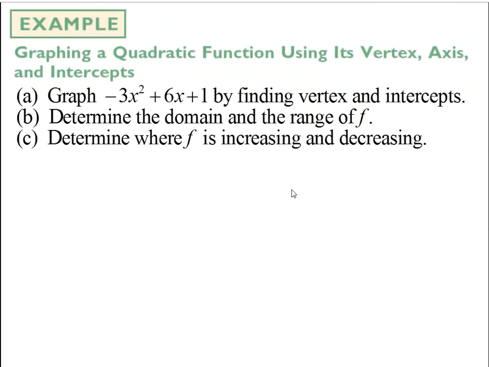All right, so let's take a look at one last graphing example. In this graphing example, we're going to add some more detail. We're going to talk about the intercepts, x and y intercepts here. And then we're going to talk about domain and range.